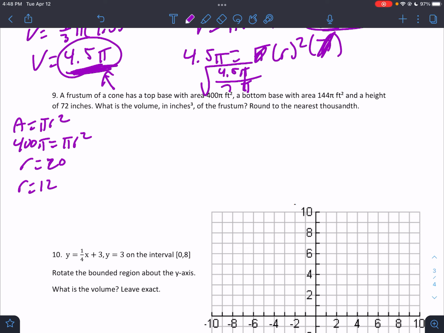Okay. It says, what is the volume in inches? Well, let's be real clear. This was feet squared. So this radius must be in feet. Everything needs to be in inches. I know that 12 inches equals 1 foot. Don't try to do a feet squared unless you're going to square the ratio. No. So we're going to multiply our feet by 12. So 20 times 12. So the new radius, 20 times 12 would be 240 inches. The new radius, 12 times 12 would be 144 inches.